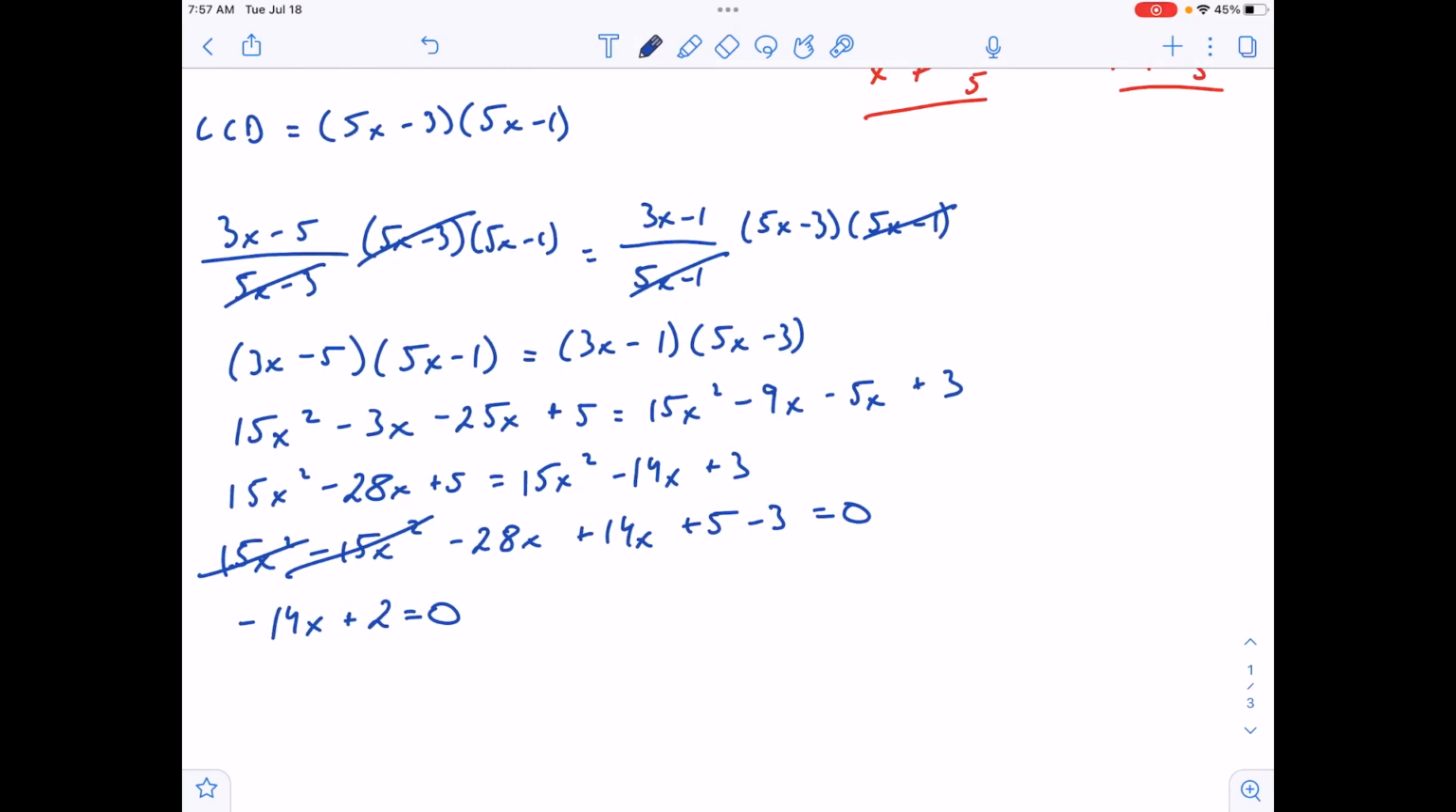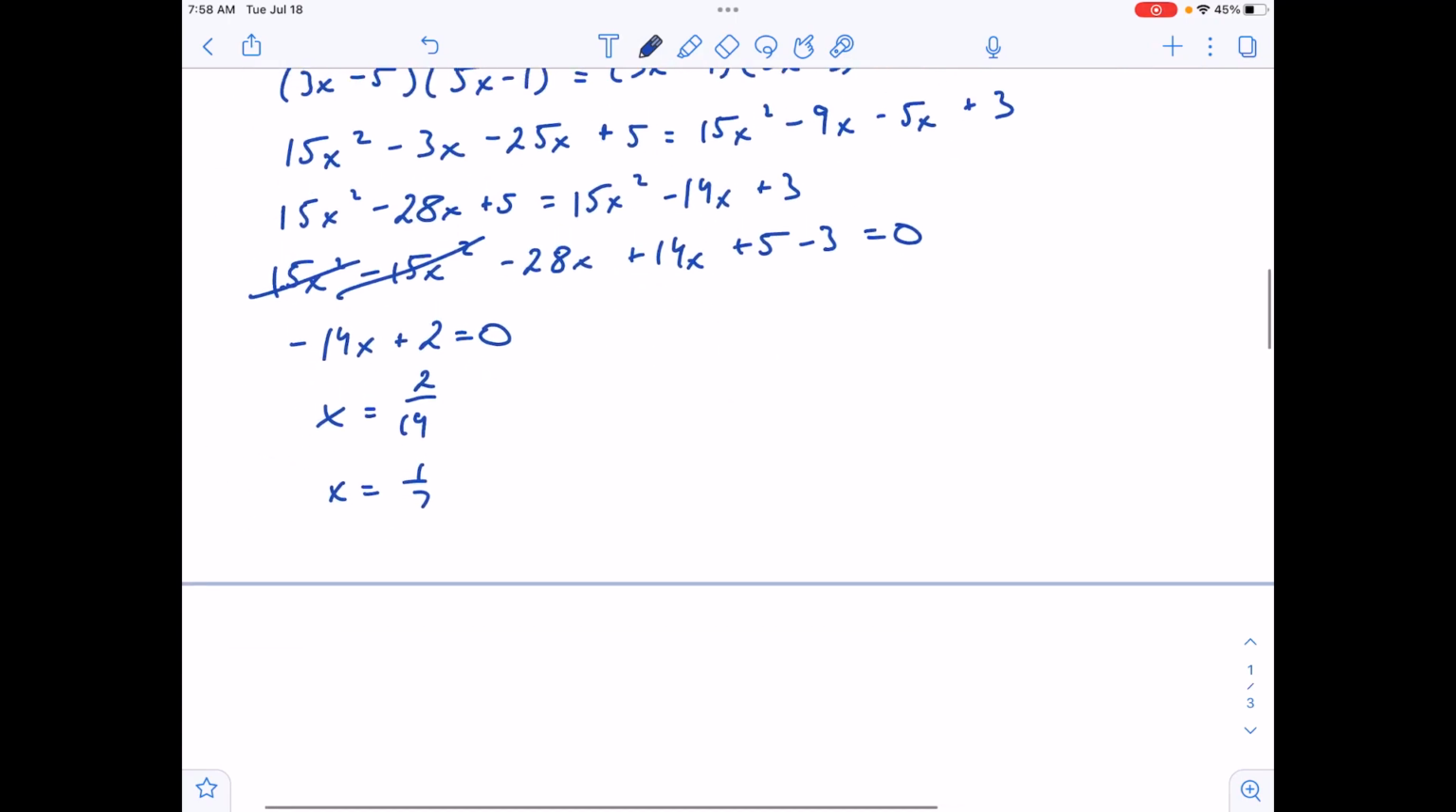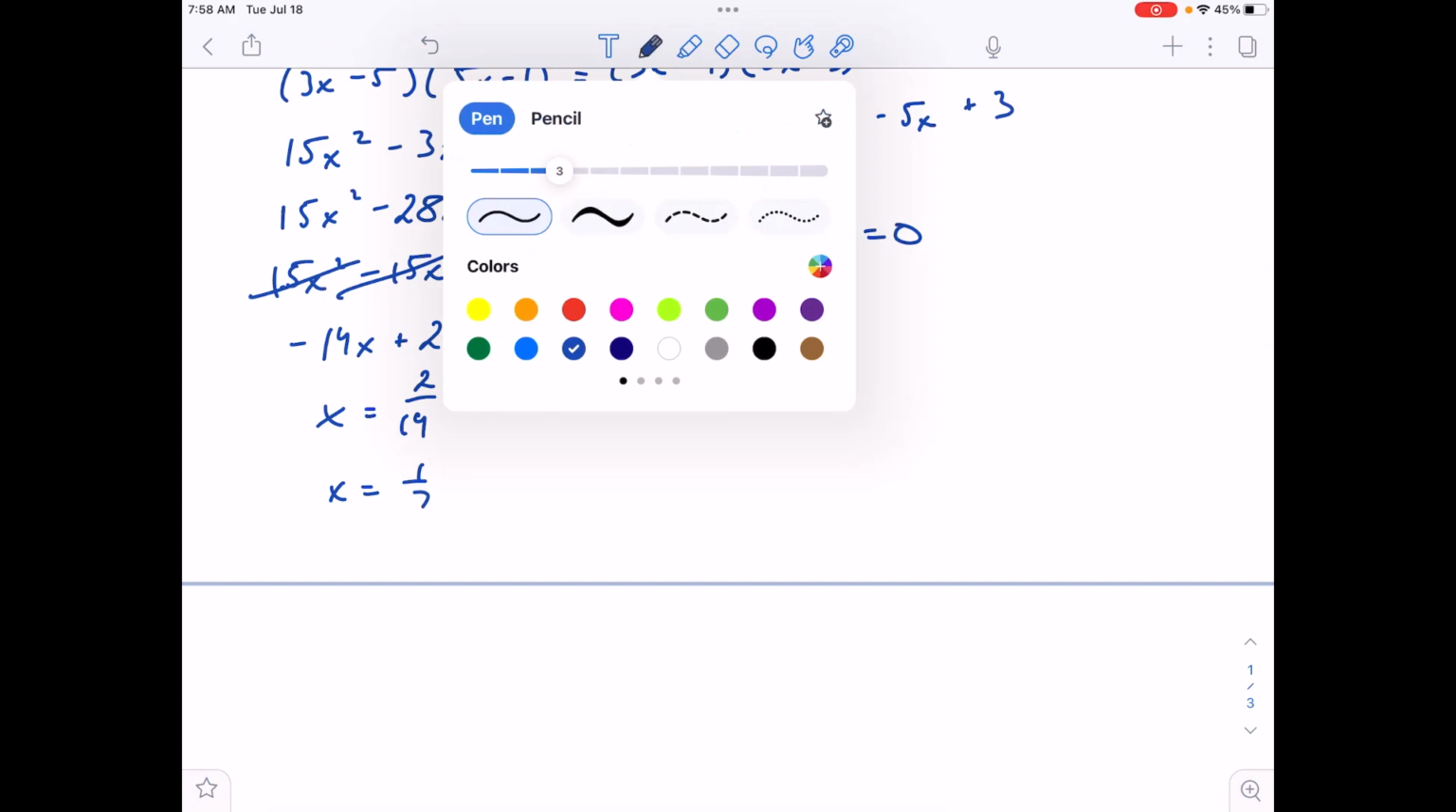I'm going to rearrange here. X will be equal to negative 2 over, positive 2 over 14, or 1 over 7. Awesome. And now we can check this into our original equation.